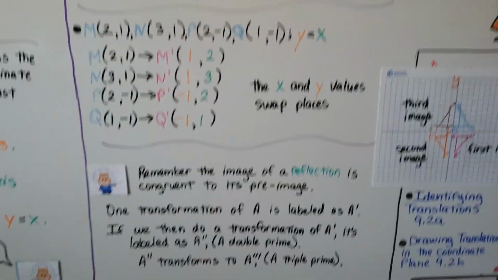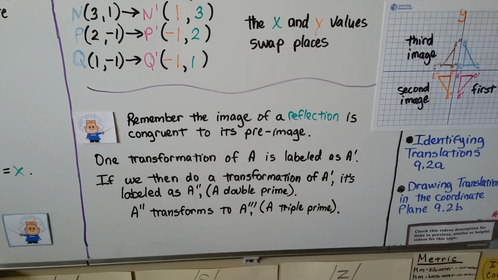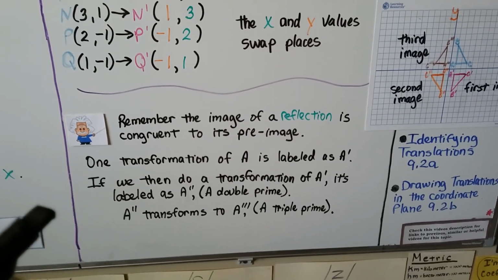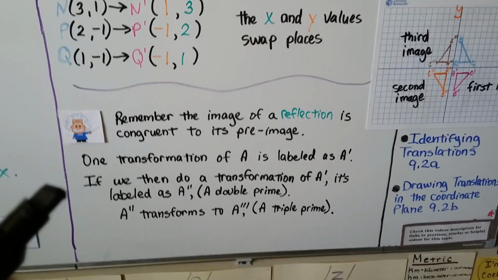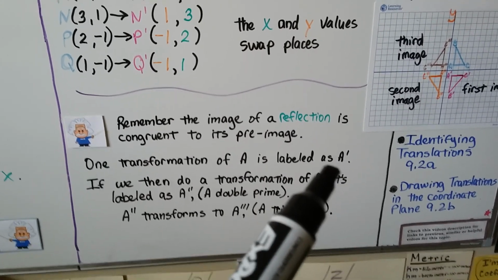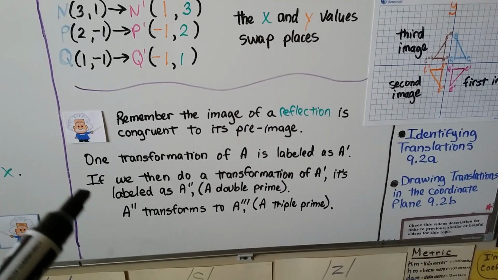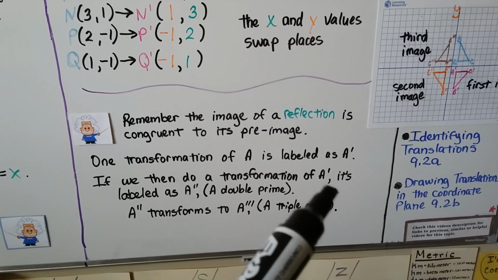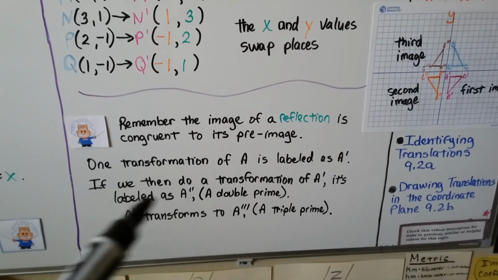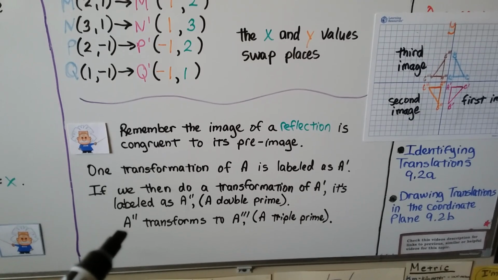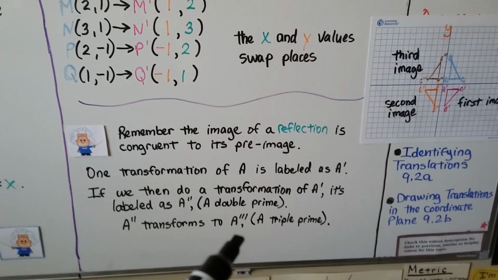All right? Now, remember the image of a reflection is congruent to its pre-image. We talked about that in the previous video. And one transformation of A is labeled as A with this little tick mark. That's A prime. If we then do a transformation of A prime, it's labeled as A double prime with 2 tick marks. And if we transform A double prime, it'll transform to A triple prime.